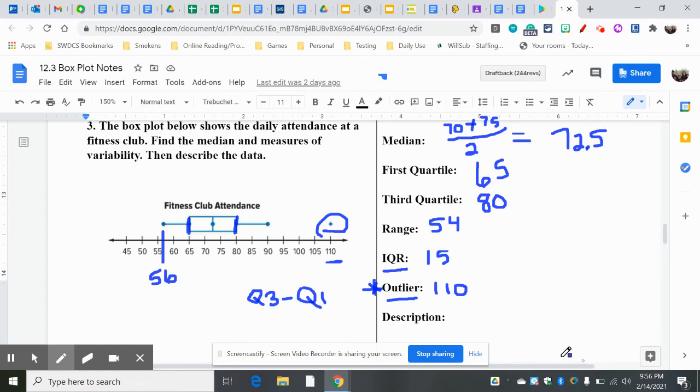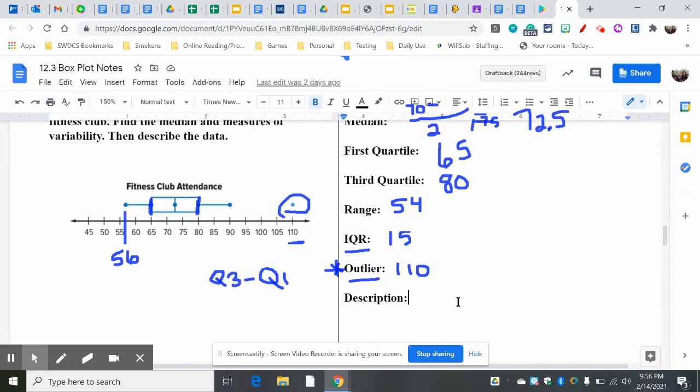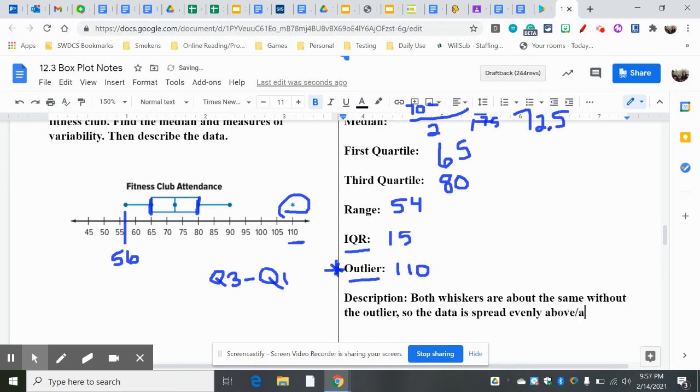A description, I'm going to verbally give this to you. Actually, I'm going to type this in, and I'm going to have you write down my description here, okay? So both whiskers are about the same without the outlier. So you're going to write down this sentence, okay, on your paper. Without the outlier, the data is spread evenly above and below the quartiles.